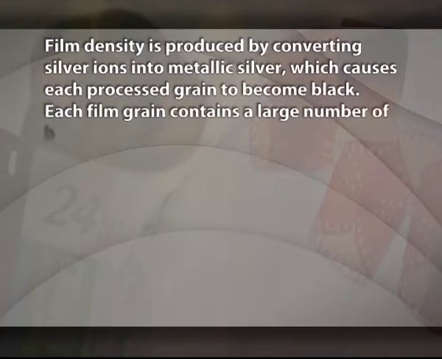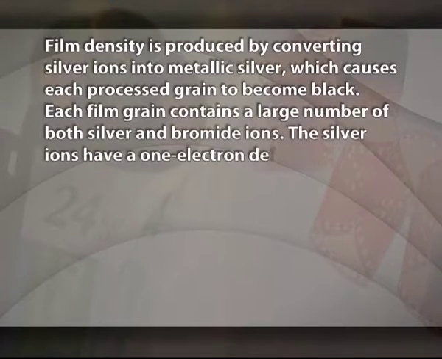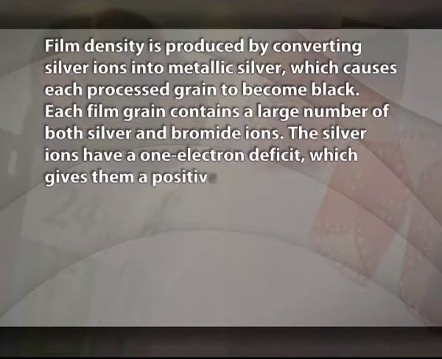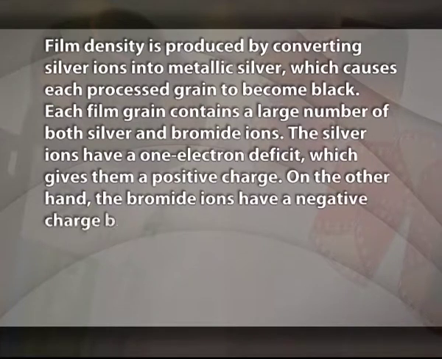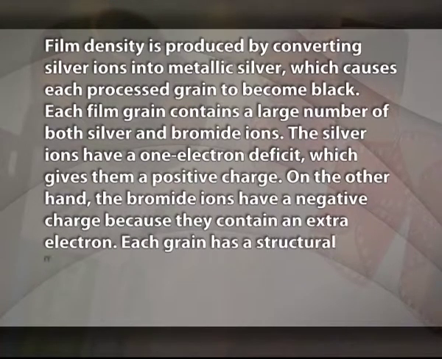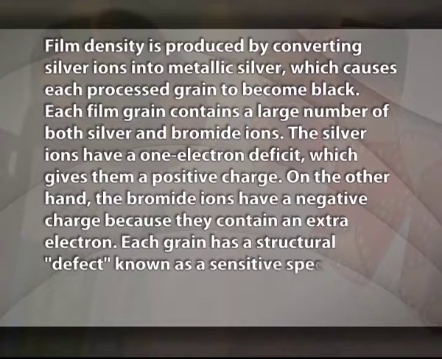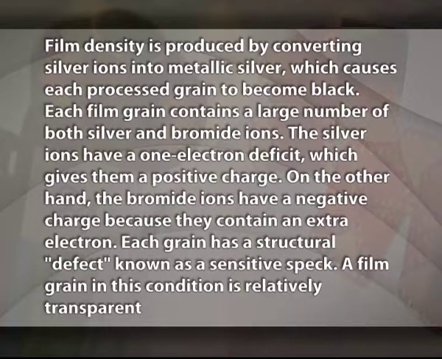Each film grain contains a large number of both silver and bromide ions. The silver ions have a 1 electron deficit, which gives them a positive charge. On the other hand, the bromide ions have a negative charge because they contain an extra electron. Each grain has a structural defect known as a sensitive speck. A film grain in this condition is relatively transparent.